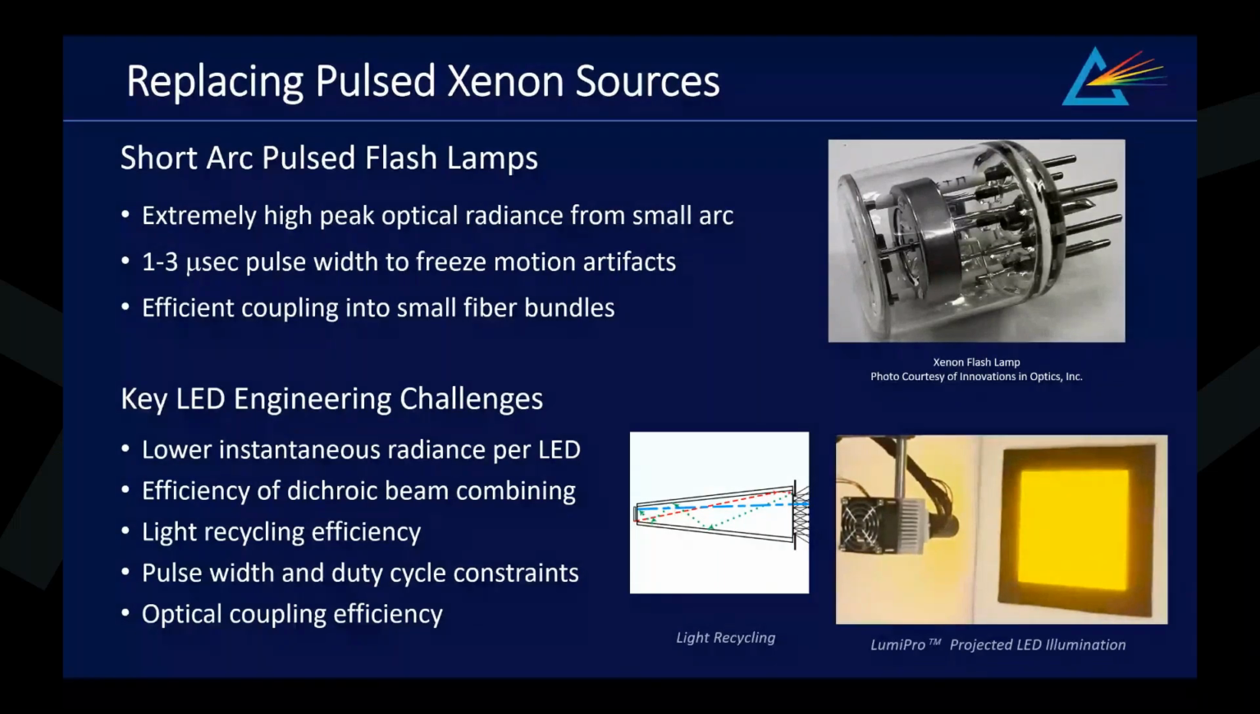Pulsed operation introduces additional complexity because biomedical imaging systems may require very high instantaneous optical intensity together with precise synchronization and stable temporal behavior. In LED systems, high current pulsing can introduce thermal shock, junction stress, efficiency droop, and wavelength shift if thermal and electronic designs are not carefully managed. Maintaining stable spectral output during rapid pulsing is also particularly important in fluorescence imaging and multimodal imaging systems where timing accuracy and wavelength stability directly influence imaging performance.